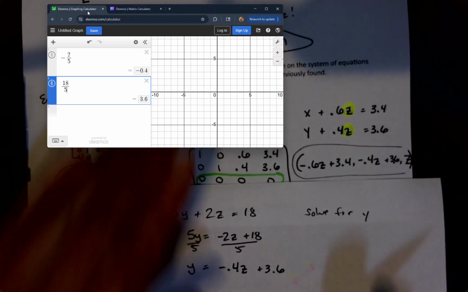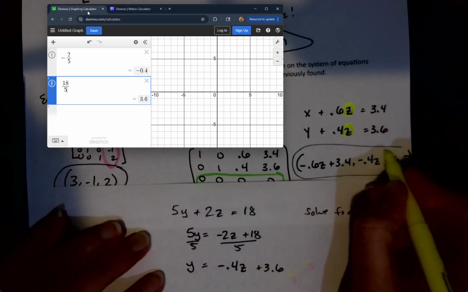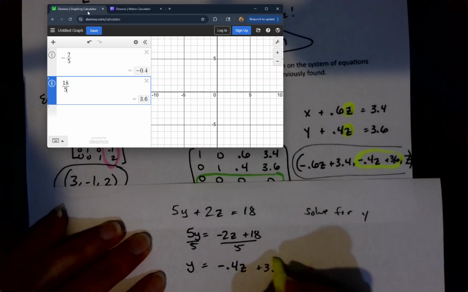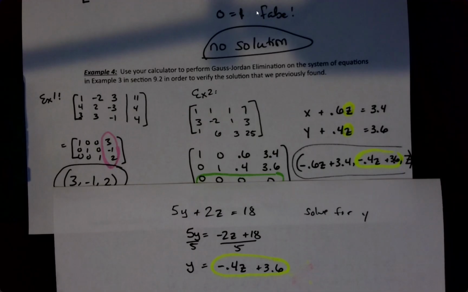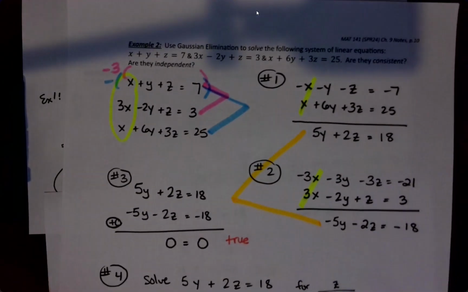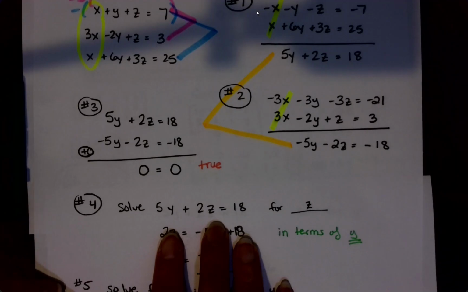So can we see how that's the same thing that I would have here? The negative 0.4z plus 3.6 for y. So my solution values are matching up. We have the same thing. It was just written differently on my original solution because it is my choice when I'm solving by hand which of these two variables to solve for, and I just made a different choice.